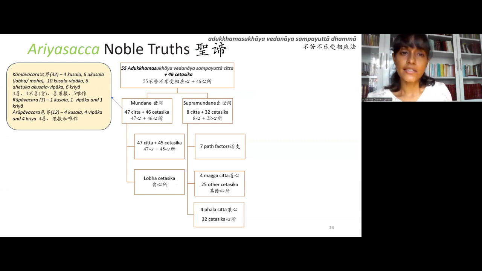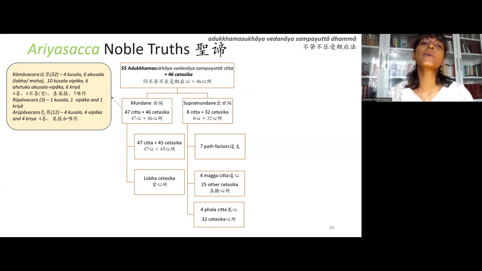Now we come to ariya sacca. Again, the easiest way to classify the ultimate realities under ariya sacca is by dividing these analytical states into mundane and supramundane groups. So we get 55 Adukkamasukkhāya vedanāya chitta and 46 cetasika. Out of these 55, 47 are mundane chitta and 8 chitta are supramundane. Together with these 47 chitta, we get 46 mundane cetasika.